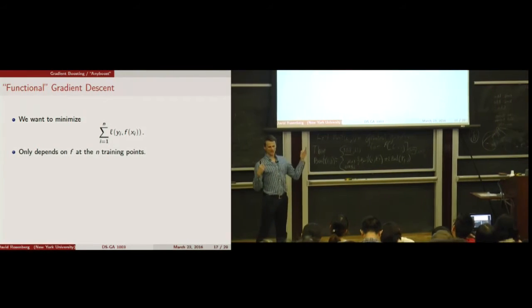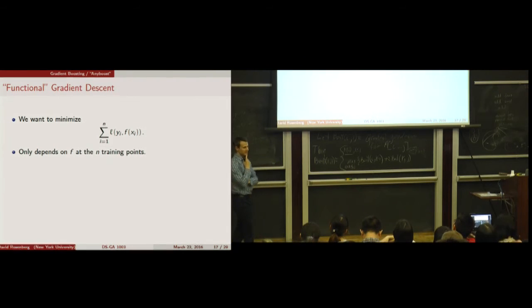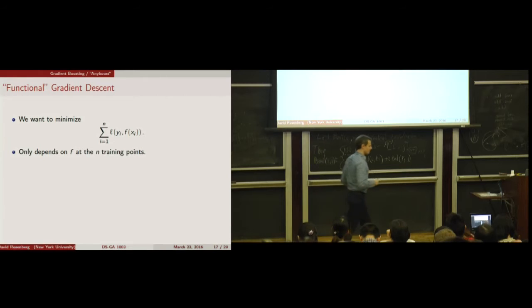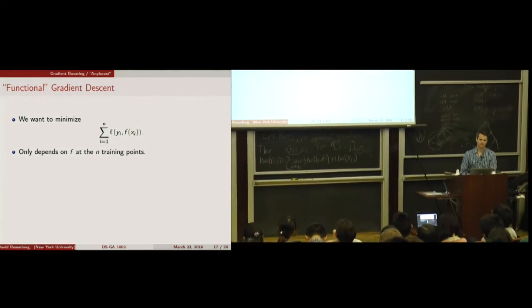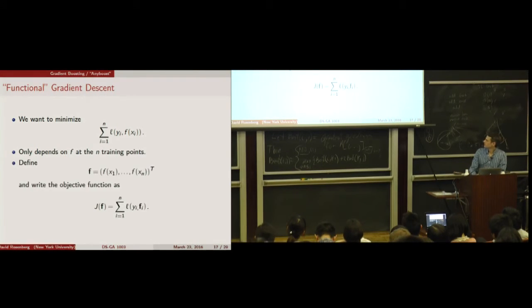But the function isn't showing all that complexity in this loss. We are only looking at the function f at endpoints, right? The input space could be uncountably infinite, usually is, high dimensions, whatever. But we only actually look at f, at least on this training loss, at endpoints. So let's define a vector f, which has the evaluations of f at each of the endpoints. Make it a column vector. So we can rewrite this objective in terms of this finite dimensional vector f. What's the dimension of f? It's the number of training points, right? And f sub i could be the prediction on the ith training point. We could take the gradient of this with respect to f, right?